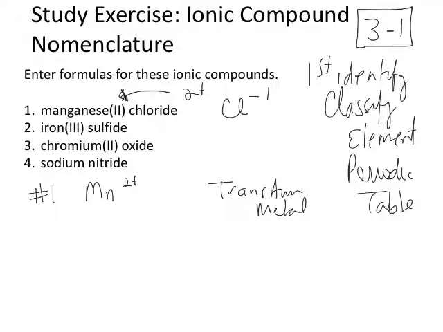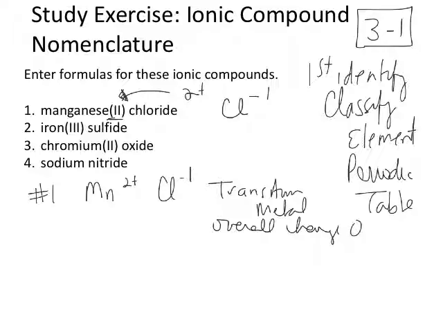And group 1A and group 2A are your alkali and alkaline earth metals, and they always have a +1 charge. The transition metals can have a different charge, a variable charge. So in this case, you need to have the Roman numeral in the name so you know what charge. So you always want to write the chemical symbol, the charge, and then you need to balance this. In most cases, the overall charge needs to be 0.